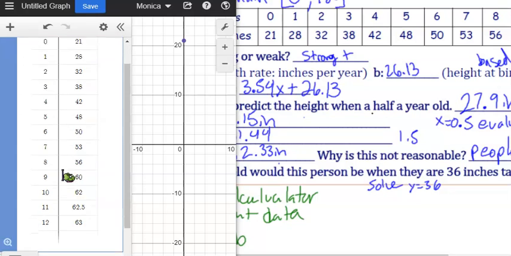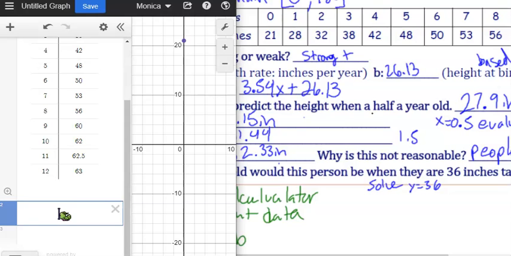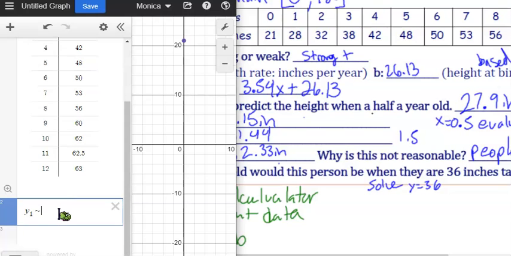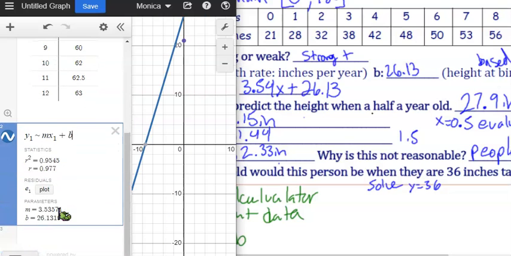Okay, after we've typed in all of our values, click the box underneath the table and then type in y1 tilde mx1 plus b. And then you get those values. You get your correlation coefficient r, your slope m, and your y part of the y-intercept b.